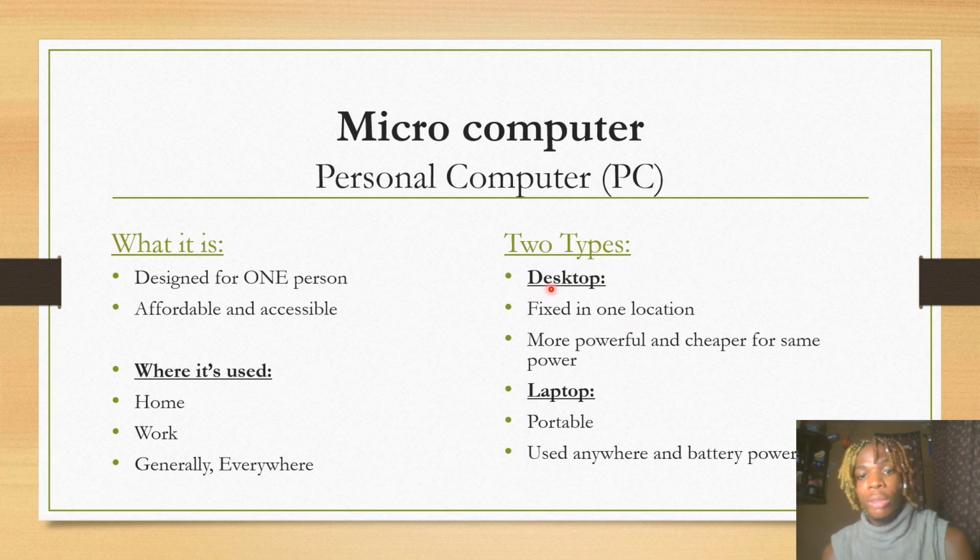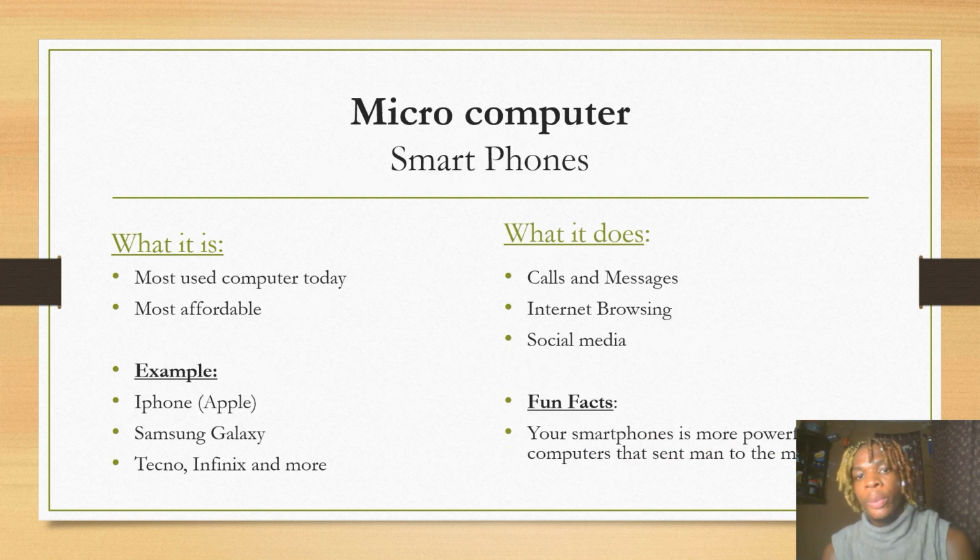Two types. We have the desktop computer, fixed in one location, more powerful, cheaper for the same power. And then we have the laptop. It's portable and is used anywhere and has battery power. Here we have another example of the microcomputer, which is the smartphone. Your phone is the most used computer in today's world. The phone is the most used computer. It's affordable. Examples: you have the iPhone, you have Samsung Galaxy, you have your Android, such as Tecno, Infinix, and more.